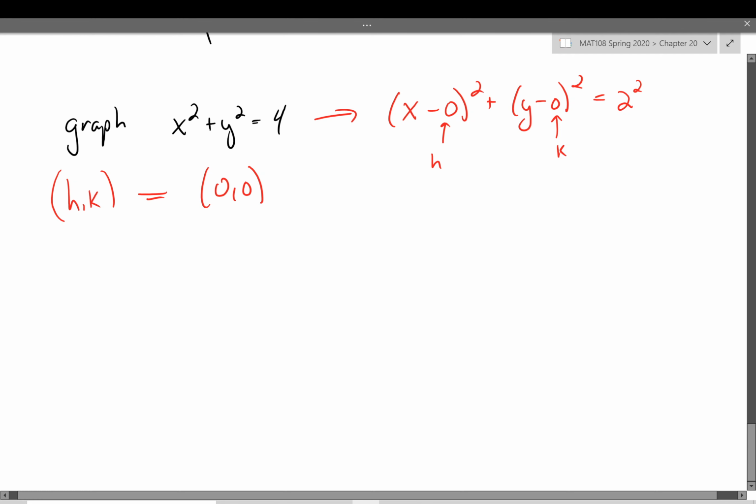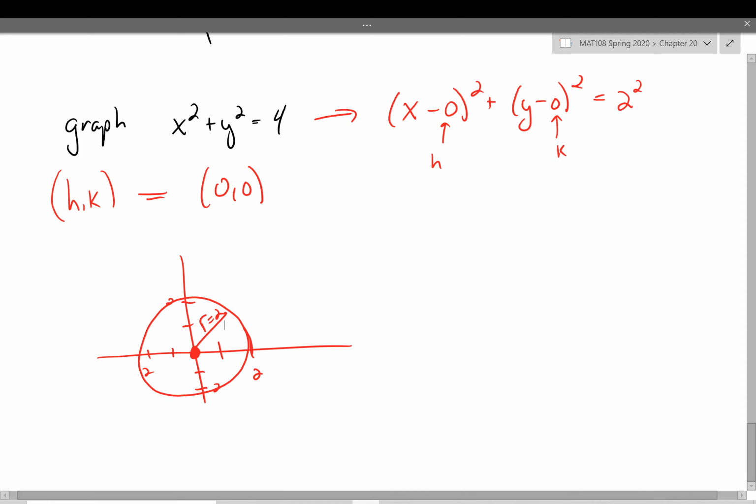So we have a circle centered at the origin. There's my center, and I'm going to go out 2 units in each direction and draw a circle. And there's my radius equal to 2. Once again, I'm terrible at this because I am not really good at drawing those tick marks perfectly.